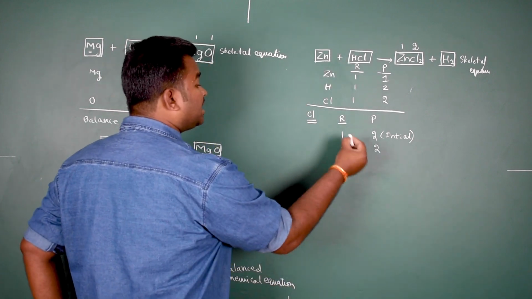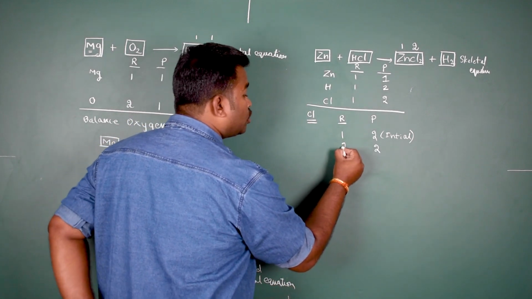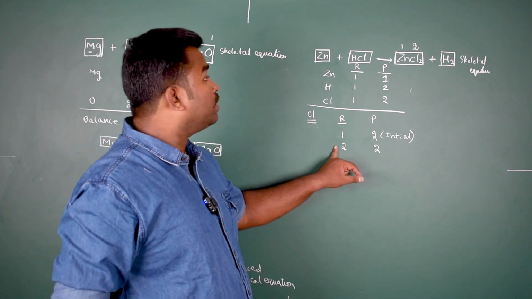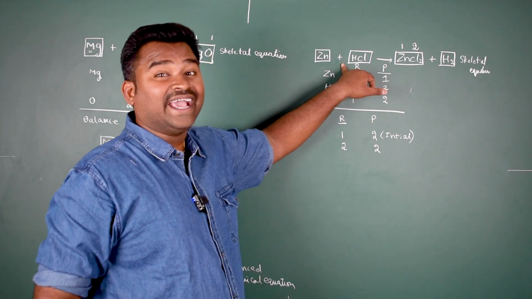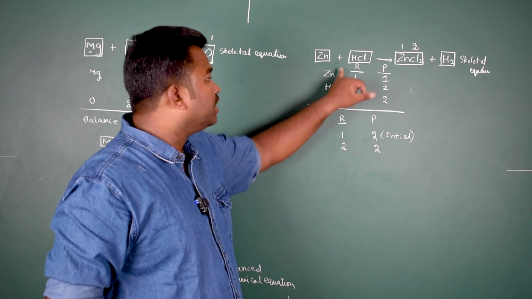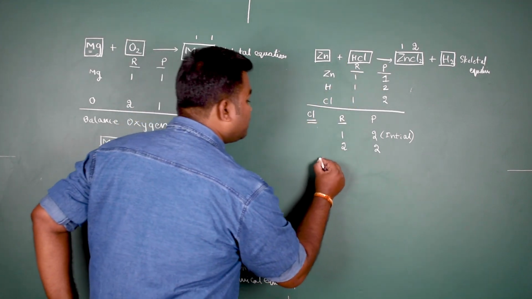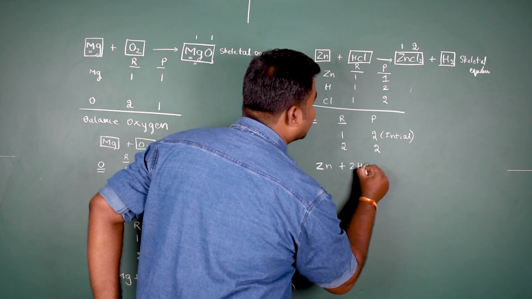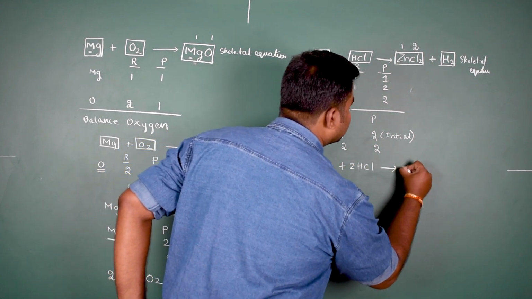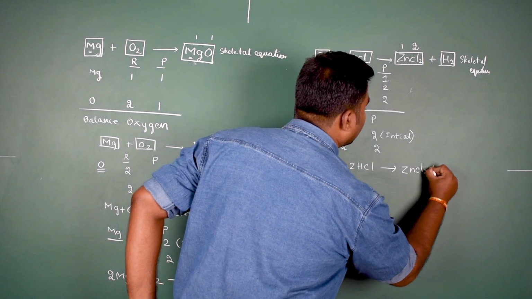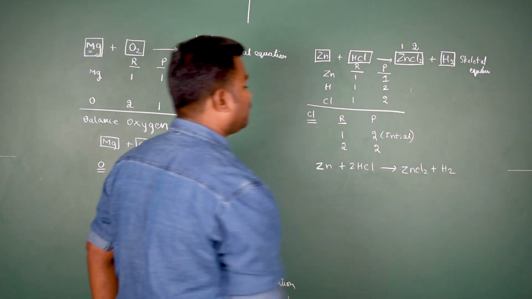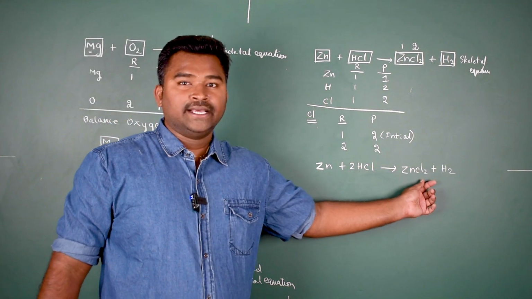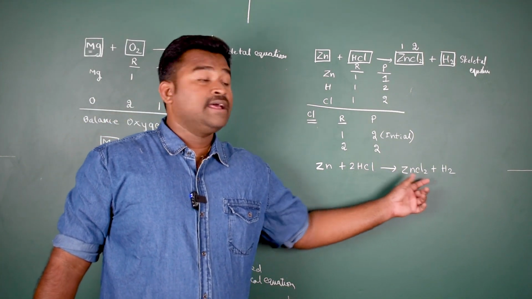If I make it 2, that means I have to add 2 on the reactant side. So where are the chlorines involved on the reactant side? That is in HCl. So I have to add the 2 to HCl. So that would be zinc plus 2HCl will form ZnCl2 plus H2 gas evolved. Now are the chlorines balanced? Yes, now the chlorines are balanced.